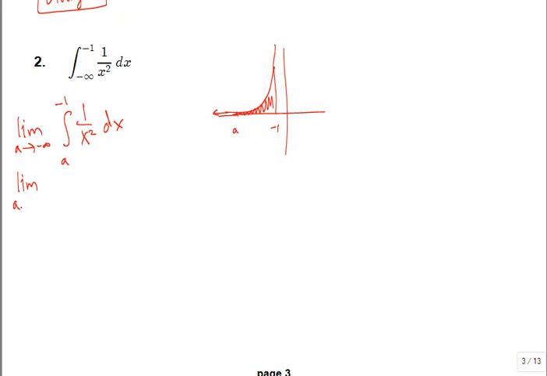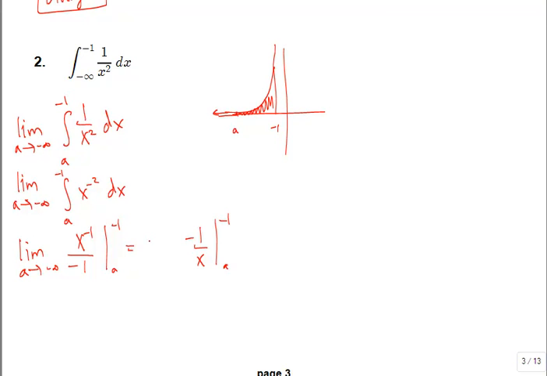So first let's change this 1 over x squared to an x to the negative 2. When I add 1 to the power, that becomes an x to the negative 1 over negative 1. And if I rewrite that as negative 1 over x, then when I plug in my bounds, when I plug in negative 1, I'm going to get negative 1 over negative 1, which is 1, minus the limit as a goes to minus infinity of negative 1 over a.